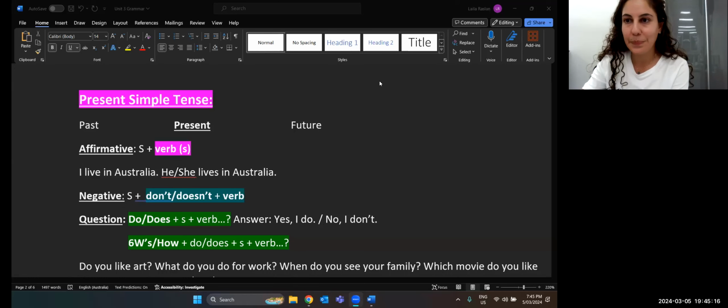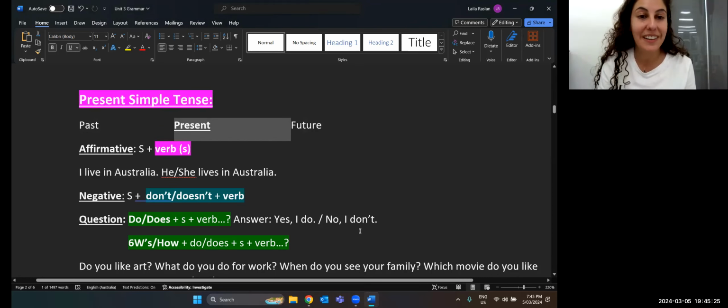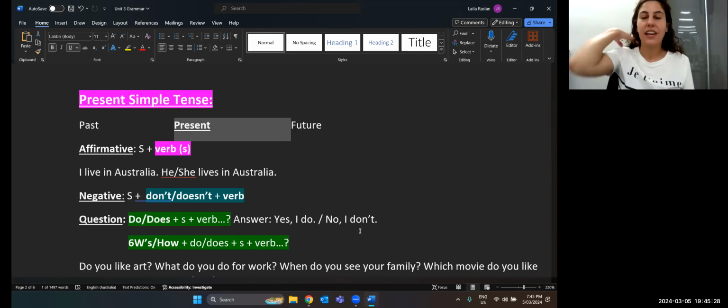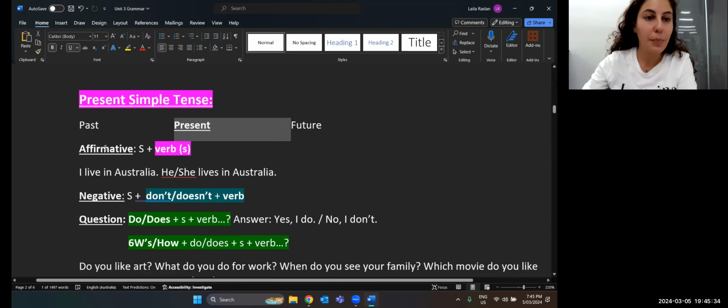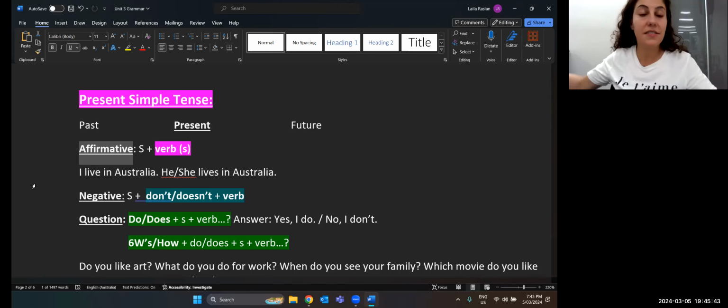So how do we create the sentences? What are the rules? Let's look at that. So you can see the present simple. As I said, we have the past, we have the future. We are here right now in the present, at this very moment. So if I want to give a positive sentence, that's also called an affirmative. A positive sentence is something like saying, I live in Australia. She lives in Australia. My friend lives in Brazil right now. I am a teacher. I work as a teacher. So that's just a positive affirmative sentence.